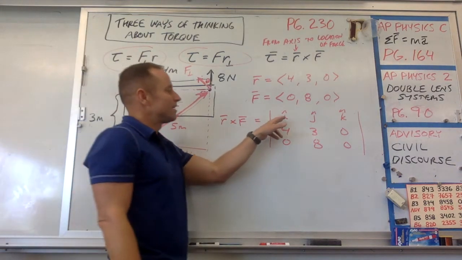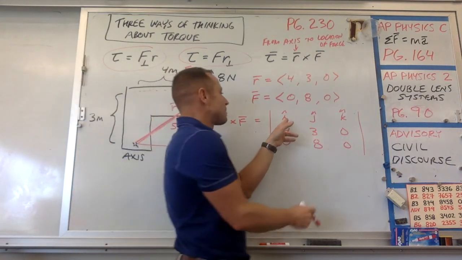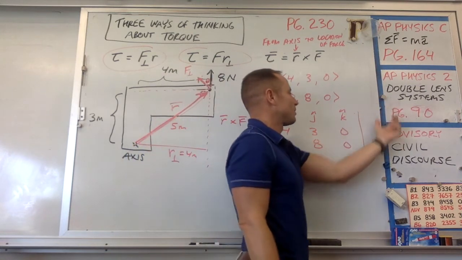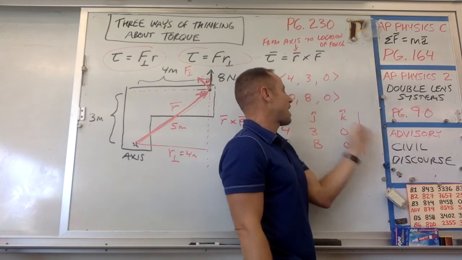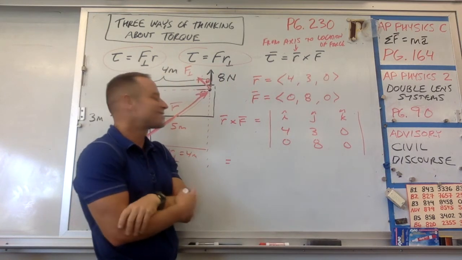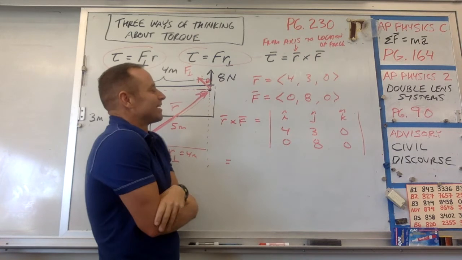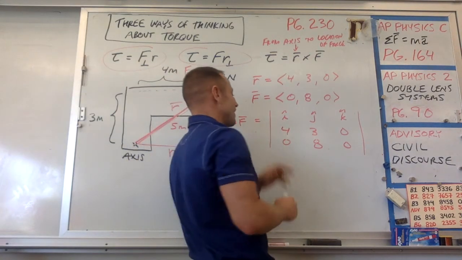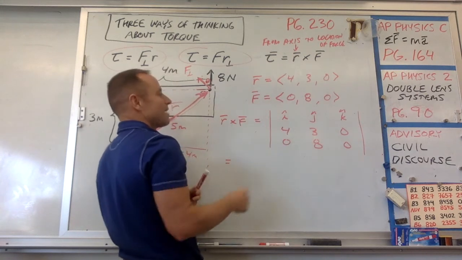We'll use the technique called expanding by minors. I know there might have been some way that they taught you where you copy a couple of rows or columns over, but that's a one-trick pony. That's minor league baseball. It only works with 3x3s. So we're just going to do the way that works all the time for matrices.